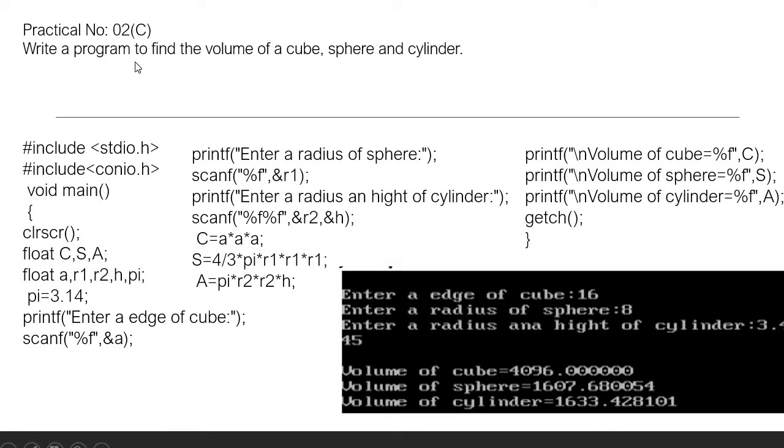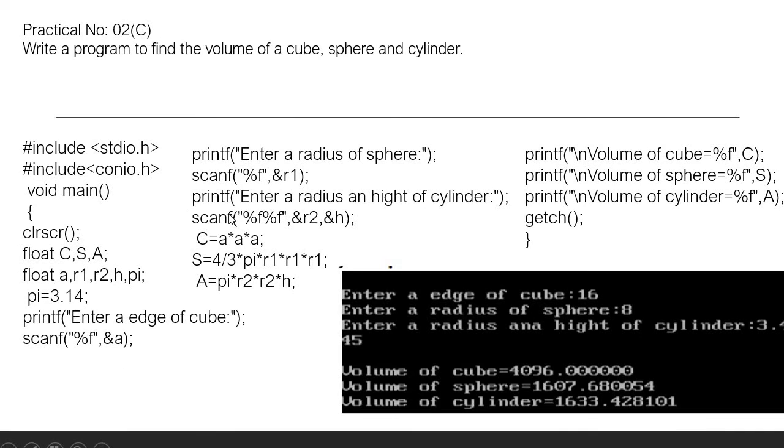Now the program is about to find the volume of cube. That's why we have to enter the cube value, and we are assigning the variable A. So through this A variable, the user can enter the edge of the cube. Next variable is the R1 variable. Through the R1 variable, the user can enter the radius of the sphere. And next, height as well as radius for the cylinder. So two variables over here I am using within my scanf.